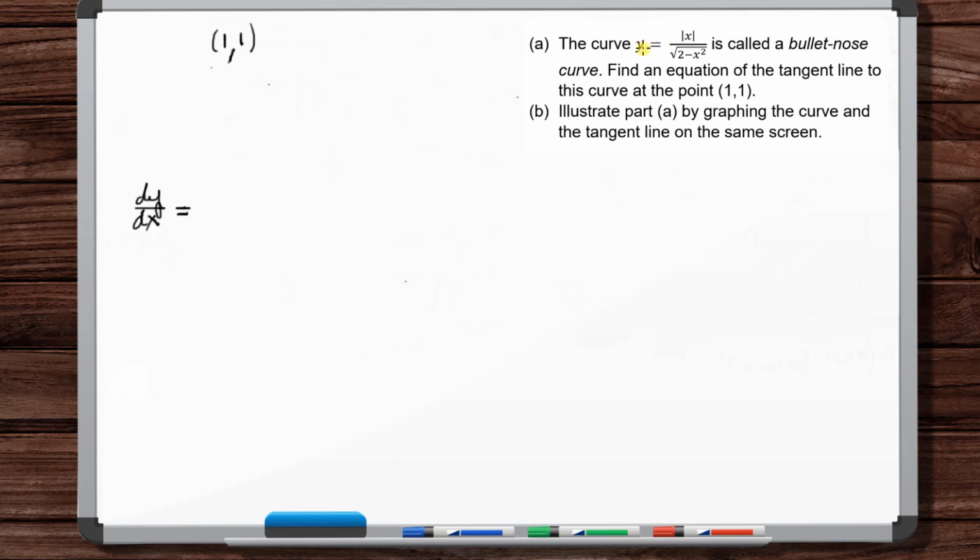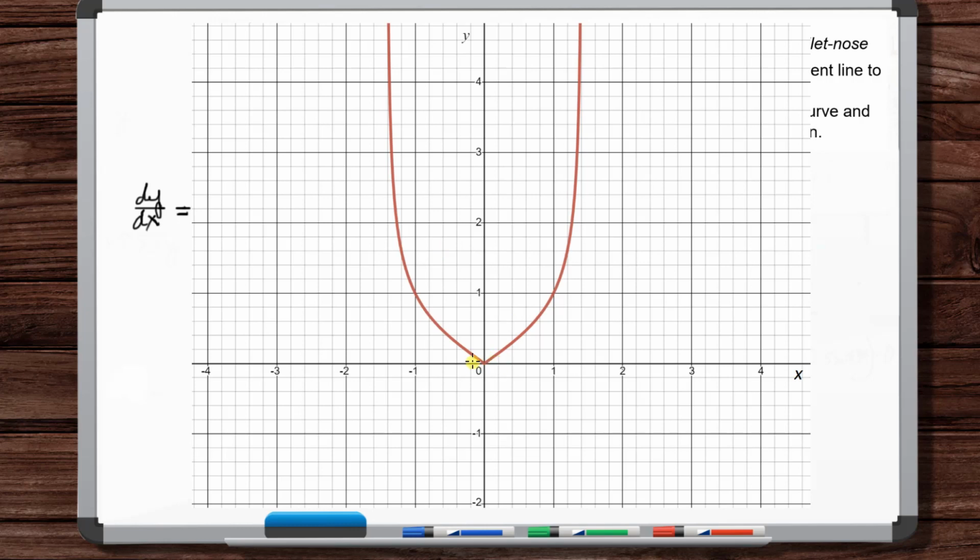Well, the absolute value of x, we know it looks like this. It's not differentiable at that kink point, because the slope coming from the left and coming from the right are different. But anywhere away from that kink point, the curve is differentiable. We're trying to find the equation of the tangent line, not at the kink point of the bullet nose curve. We're away from that point.